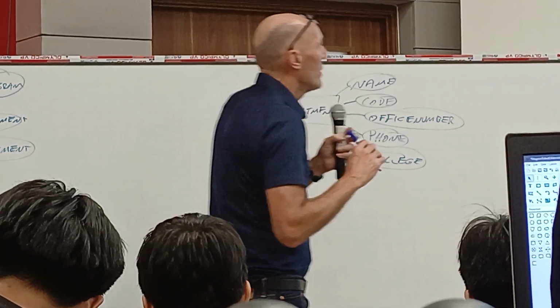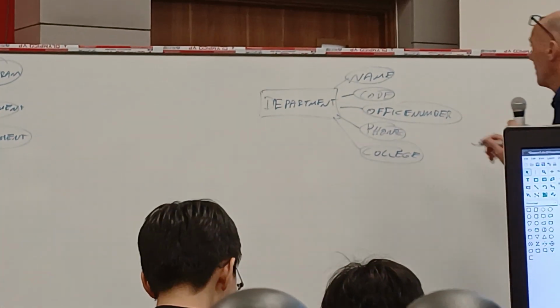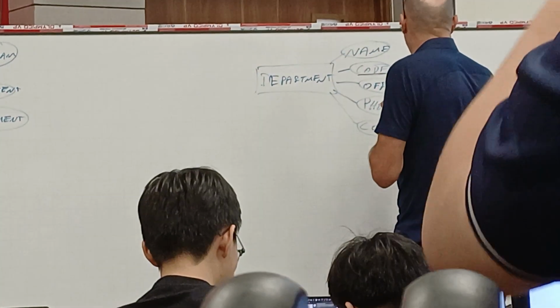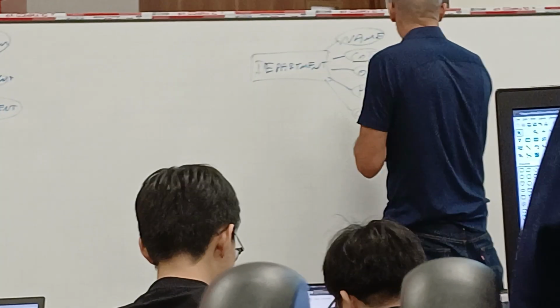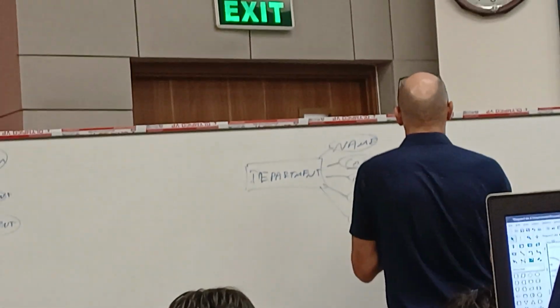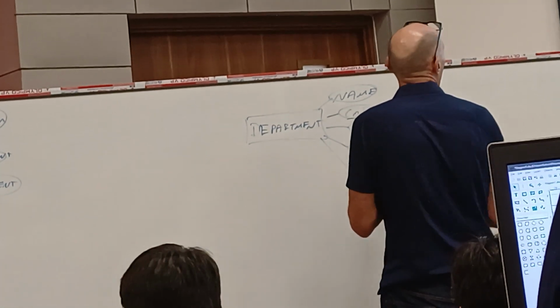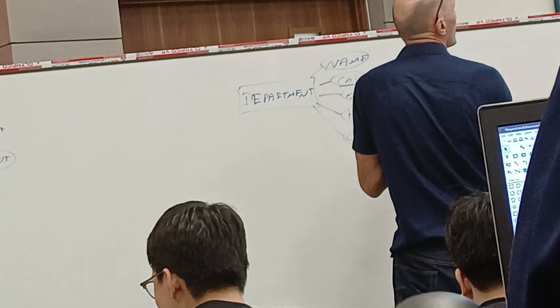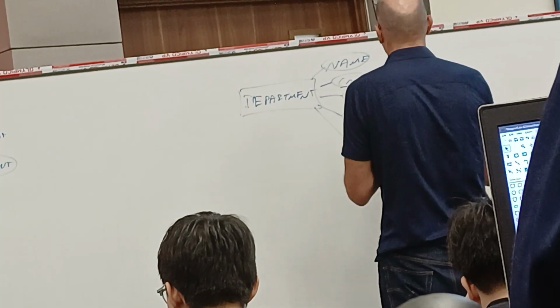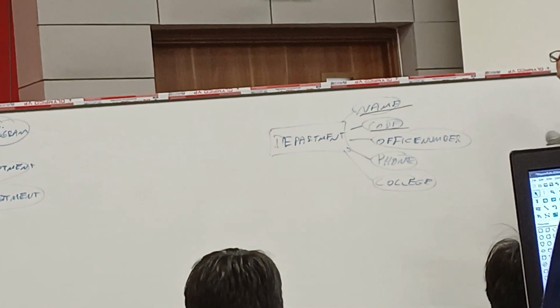Both name and code have unique values for each department. Office number. Code. Have unique values. Okay.